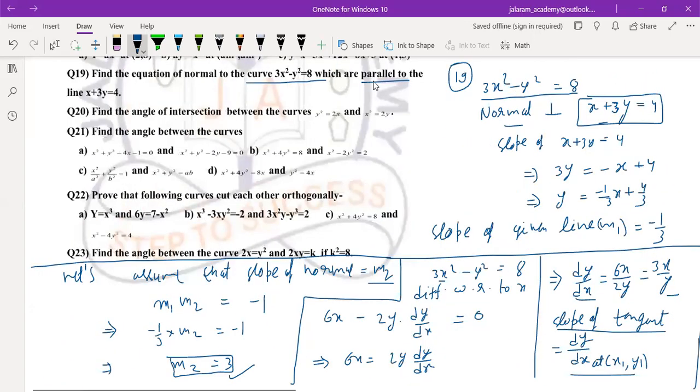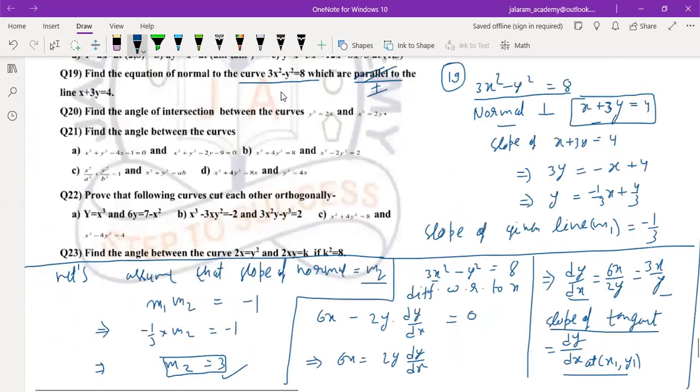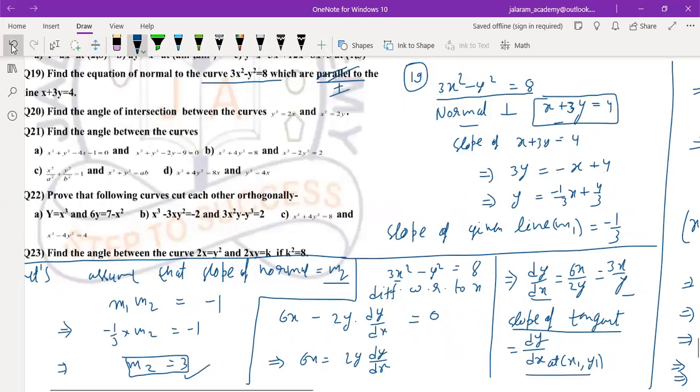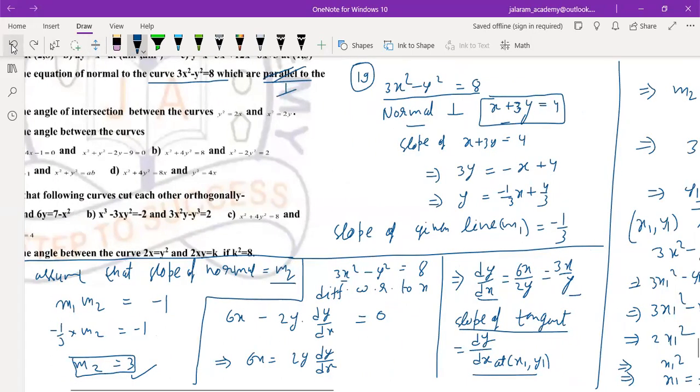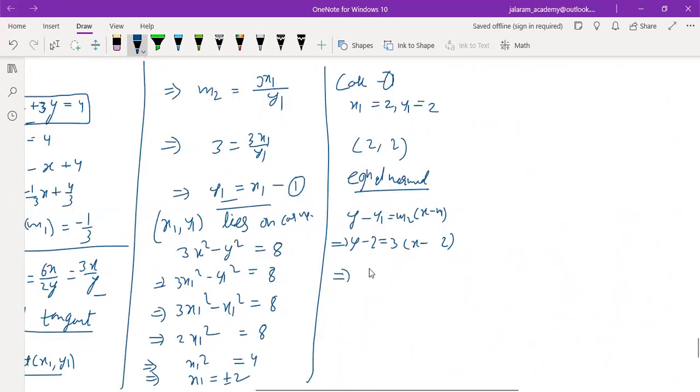In this question it is parallel to the given line, and we have discussed it as perpendicular to. So let's change the question for this time. Is that clear to you? I have by mistake taken it as perpendicular to. Understood? Yes, this is actually parallel to, but I'm discussing for perpendicular to.